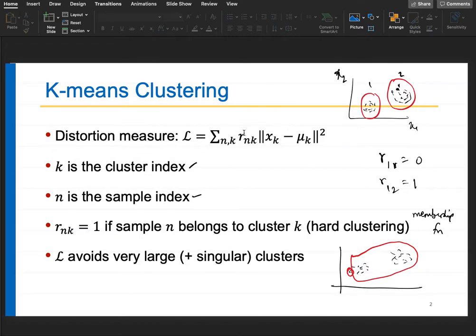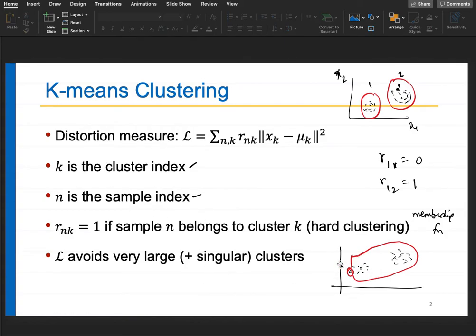So Rnk will be, for each n, either 0 or 1, means in this case 1 or 2, which means Rnk will be 1 for cluster 1 or 1 for cluster 2. So based on which cluster it belongs to, we are trying to minimize the spread of the data within each cluster, right? So this is the meaning of this distortion measure. K is the cluster index, n is the sample index, and that is it.